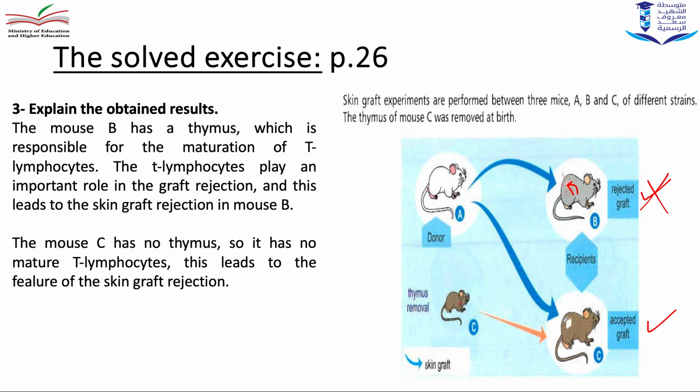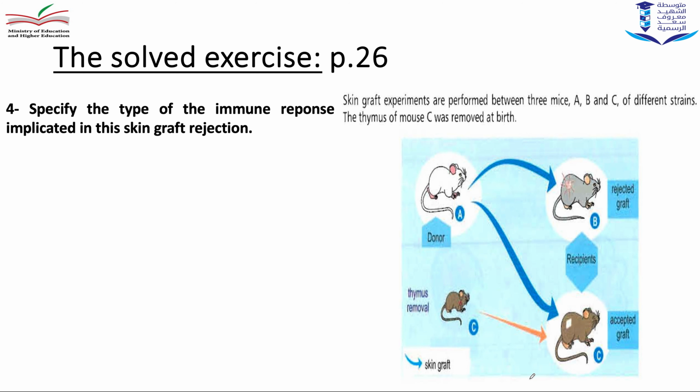بينما mouse C has no thymus. So in this case, the T lymphocytes here in the mouse C are not mature, so they cannot fight, they cannot eliminate the allograft cells, and this leads to the acceptance of the skin graft. فإذا المفتاح هو هون إنه هيدي مع thymus، هيدي without thymus، هيدي مع T lymphocytes mature بيقدروا يقتلوا، هيدا من دون mature T lymphocytes فما حيقدروا يعملوا rejection للجرافت.